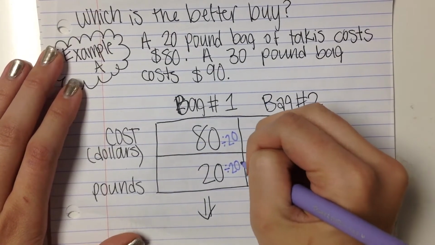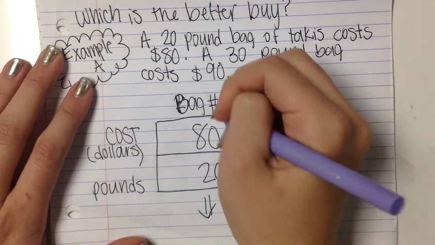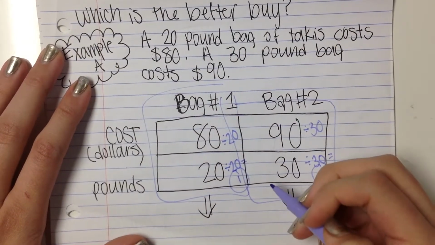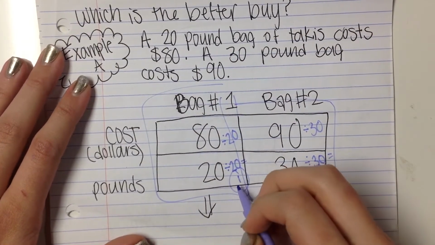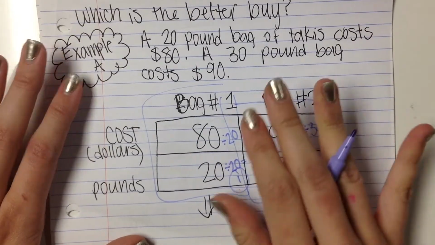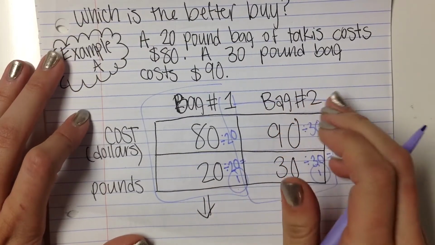And the reason why I chose those numbers is because I need to get a 1 in each of these columns so that I have a unit rate. If I know how much it costs for 1 pound of this bag and 1 pound of this bag, it'll be a more fair analysis of how costly they are.